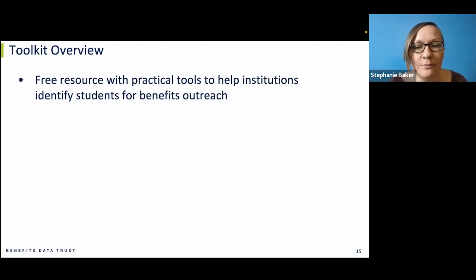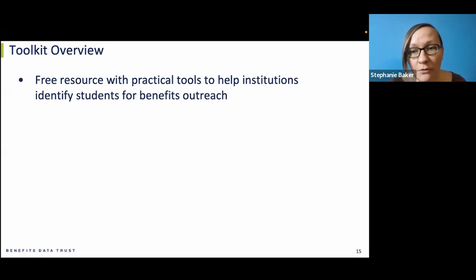For a little bit of background on the toolkit, we created it to fill a gap. So guidance like the Dear Colleague letter that Neeta mentioned affirms that colleges can use their data to reach out to students about benefits. What we wanted to create was a really practical resource to help colleges know how to do that and to understand what data they hold that is relevant.